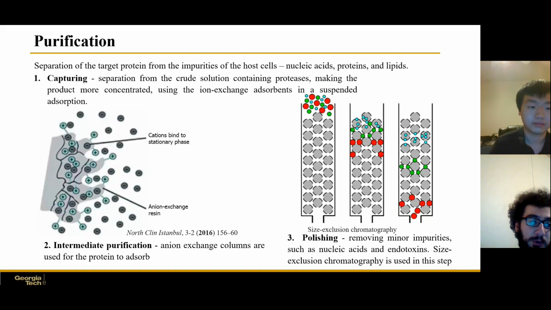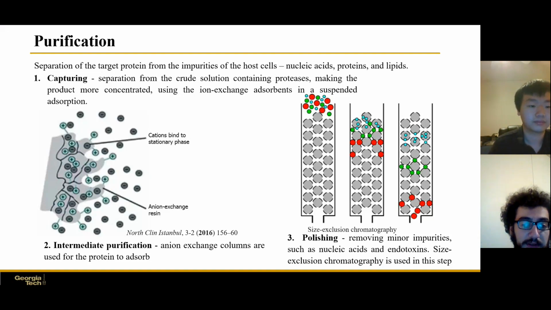So the purification of these types of vaccines, the subunit vaccines, is usually carried out in 3 steps: capturing, intermediate purification, and polishing. So capturing is basically the first step, the initial step, the separation of protein from the crude solution. And this step makes the product more concentrated, and it can be carried out by applying ion exchange adsorbents.